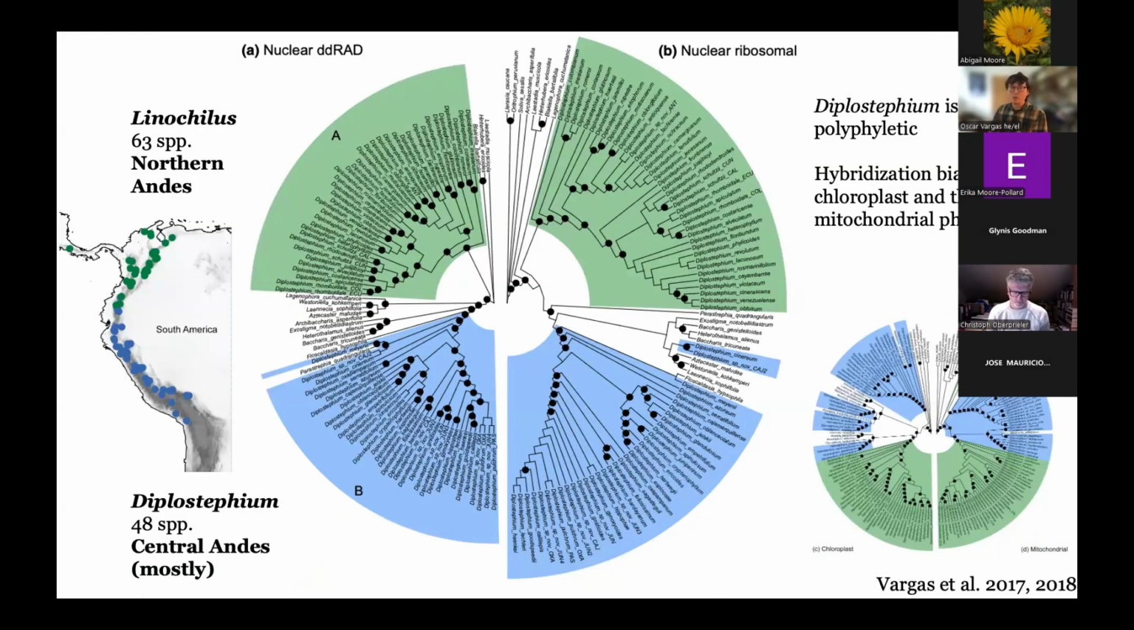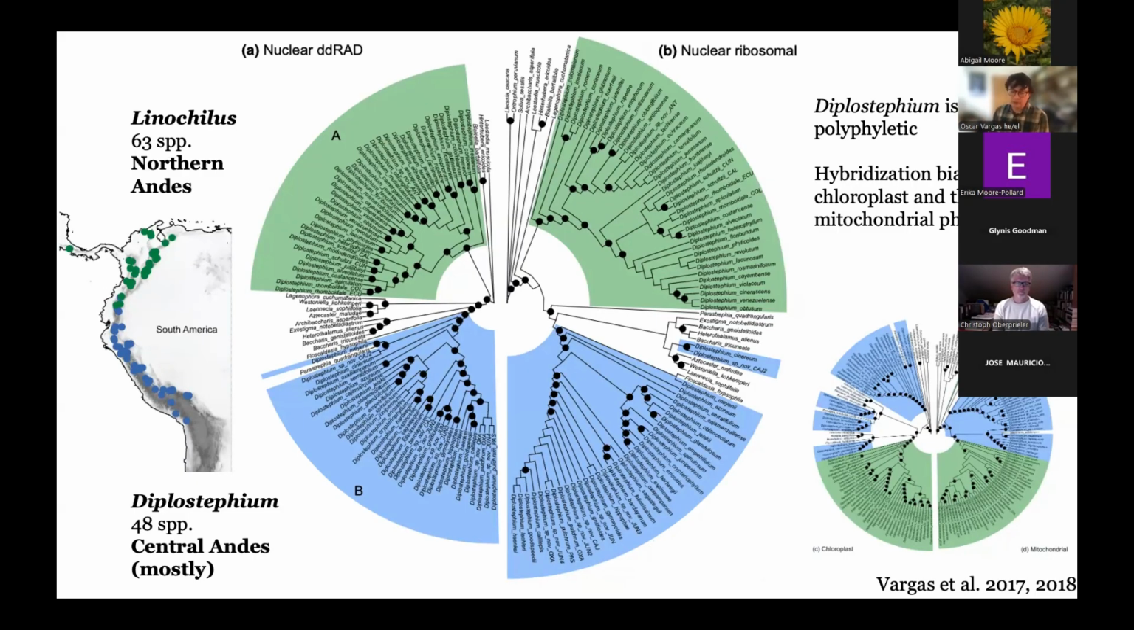So, for my undergraduate, I wrote a key for the Diplostephium of Colombia, now mostly in Linochilus. Then in my master's, I did a Sanger sequencing phylogeny of these plants, mostly focusing on Colombia. And then for my PhD, I decided to do next generation sequencing and really expand the sampling to all of South America. So for my PhD, I did a lot of fieldwork in Peru and Ecuador, just trying to find more samples for my phylogeny.